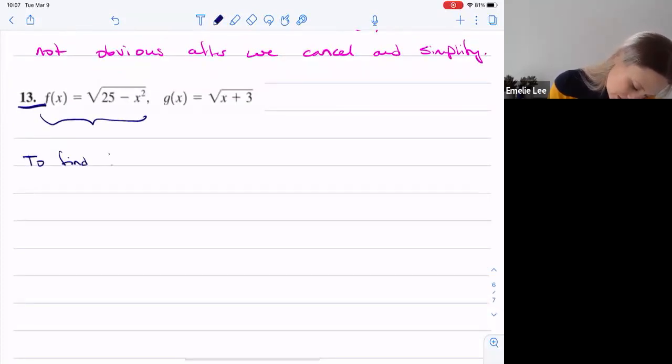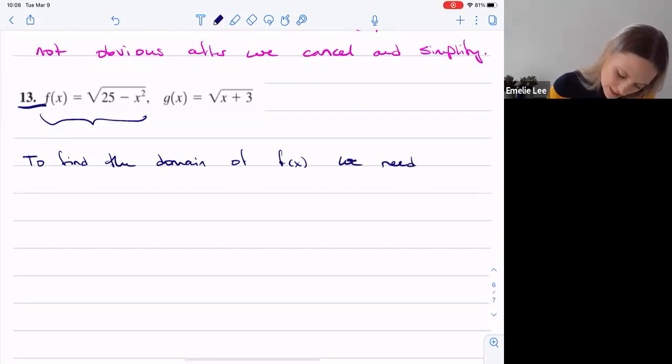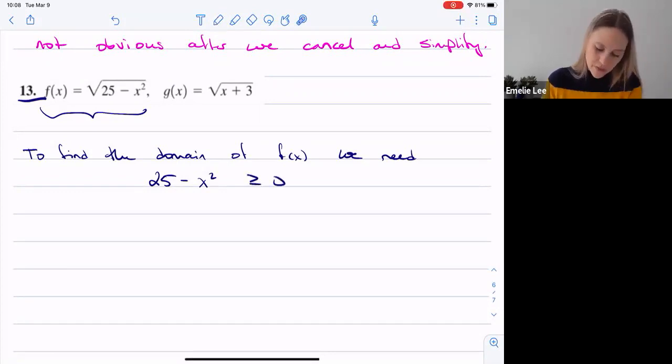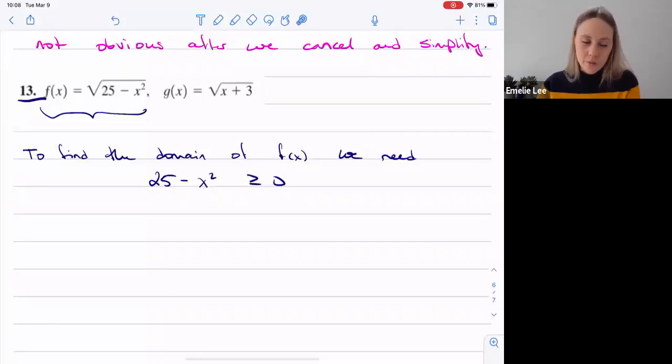So to find the domain of f of x, we need 25 minus x squared to be greater than or equal to 0. Right? The tricky part becomes the x squared here. I know I can't take the square root of a negative number. So that's why I have this restriction that 25 minus x squared, whatever's inside, has to be greater than or equal to 0. That's fine. And so here, if I'm dealing with the x squared, then I can move this x squared over here. I can add x squared to both sides. Remember the inequality switches when I multiply or divide by a negative number. So adding x squared is fine.